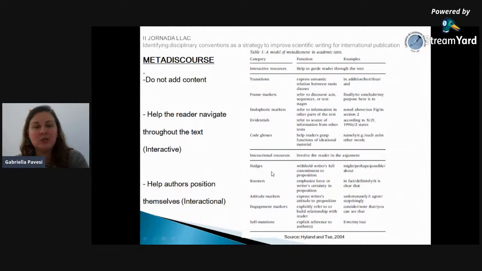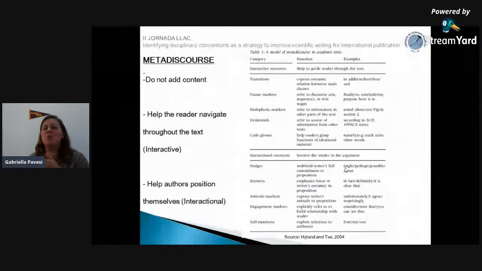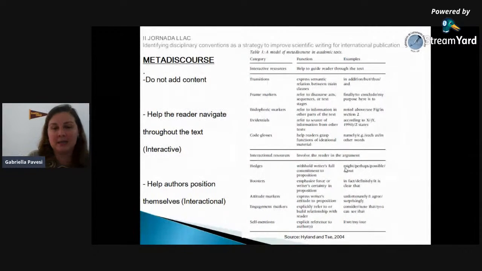And in interactional resources that create this relationship with the reader and that position the author too, I think that it's interesting to focus on hedges, boosters, and engagement markers. Hedges make the writer a little distant from the text. They make the commitment to the sentence weaker, let's call it. So I can use might, perhaps, possible. While boosters do the opposite. I make a stronger stance when I use them. In fact, definitely, it's clear that.